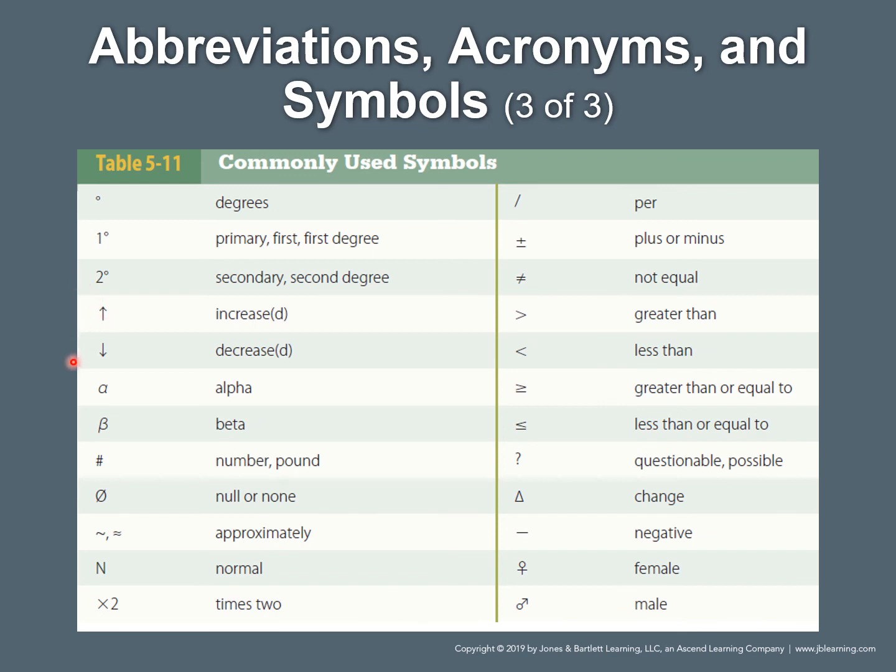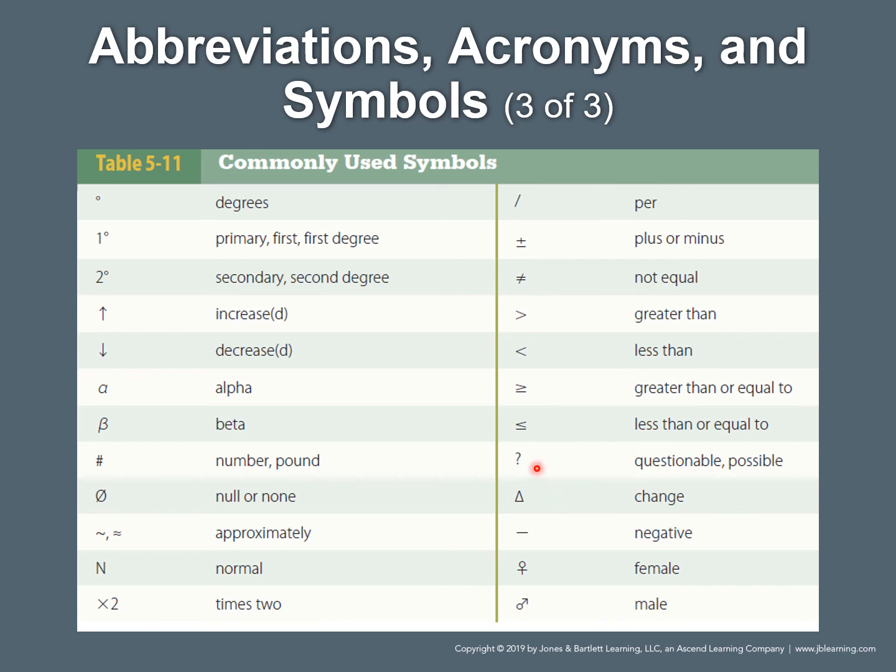Arrow up is increased, arrow down is decreased. The A is alpha. Your funky little B there is a beta. Your pound sign is number or pounds. 0 with a line through it is null or none. Then you got your little squiggle lines. Those mean approximately. A capital N is normal. X2 is times 2. A slash is per. The plus over the minus is plus or minus, give or take. Equal sign with a slash through it is not equal. Then you've got your greater than, your less than symbols, greater than or equal to, less than or equal to. Remember the alligator mouth always eats the biggest thing.